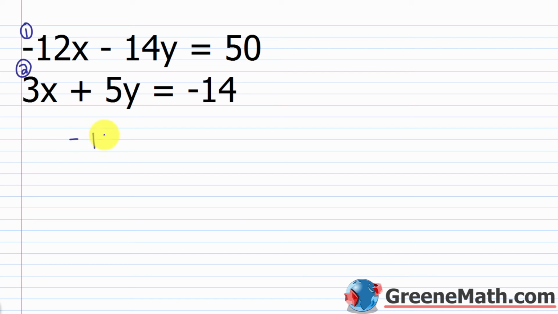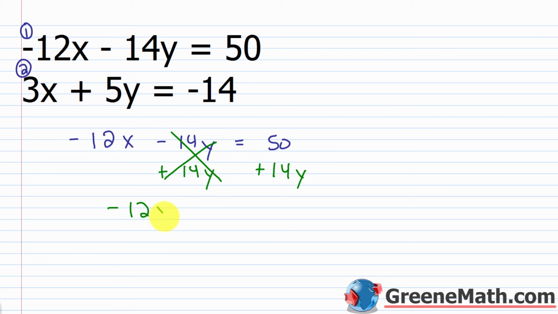So we have negative 12x minus 14y equals 50. So let's add 14y to each side of the equation. This is going to cancel. We'll have negative 12x is equal to 14y plus 50. So let's divide both sides of the equation by negative 12. And so this is going to cancel with this.